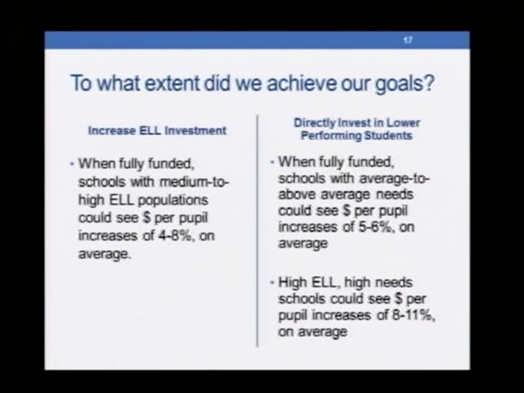And just identify to what extent did we achieve our goals. I just want to highlight 2 of those. So when our proposal is fully funded, schools with medium to high EL populations could experience dollar per pupil gains of 4 to 8%, which could mean a couple of extra teachers in those schools.